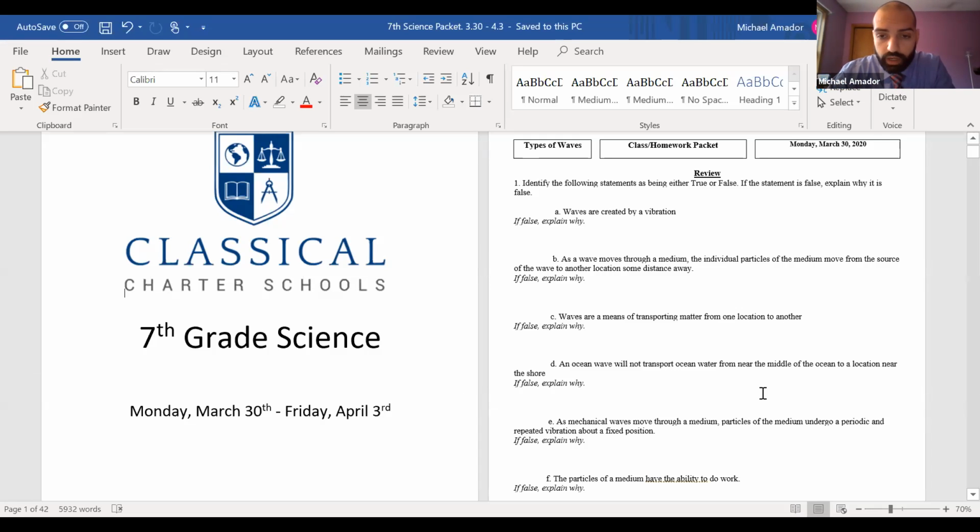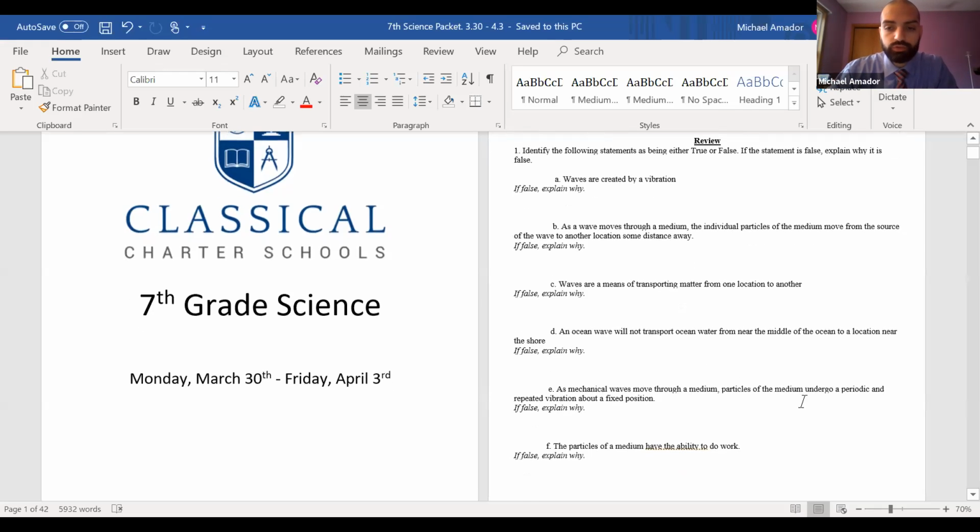D, an ocean wave will not transport ocean water from near the middle of the ocean to a location near the shore. This is true. It will not, because the water is the actual medium. It is matter, and waves do not transmit matter. They transmit energy.